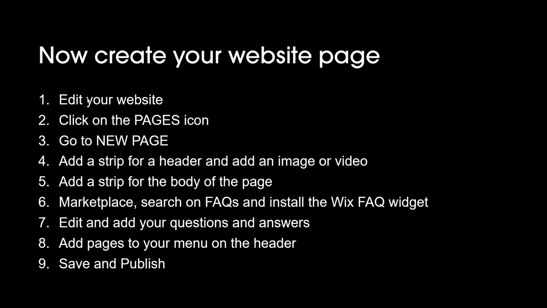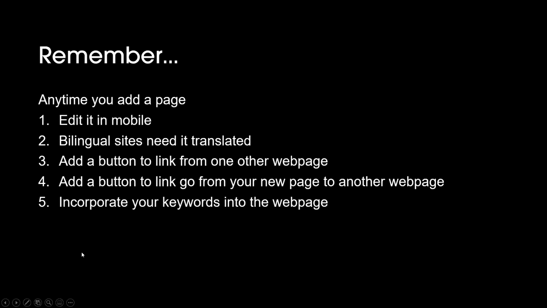So that's pretty much how we edit your website. You click on the pages icon, you go to new page, you add a strip for a header. You don't have to do that, but I recommend it. You can add an image or a video, add a strip for the body, and then go to the marketplace and search on FAQs and install the Wix FAQ widget. And it says edit and add your questions and answers. You can add pages to your menu on the header and hit save and publish.